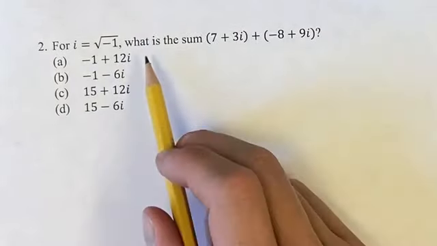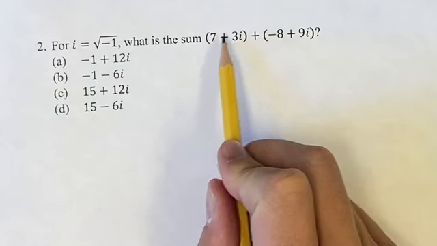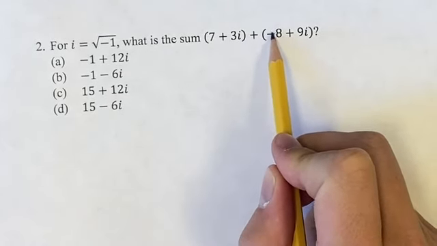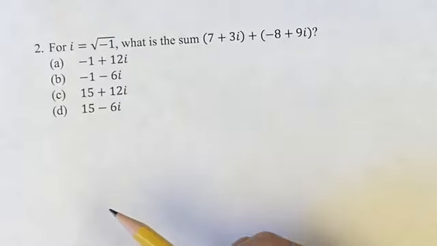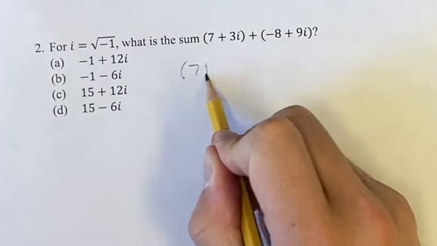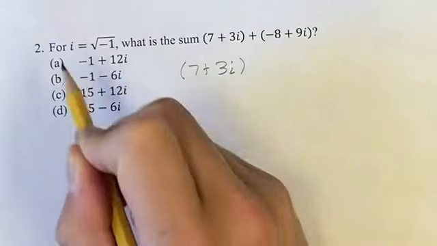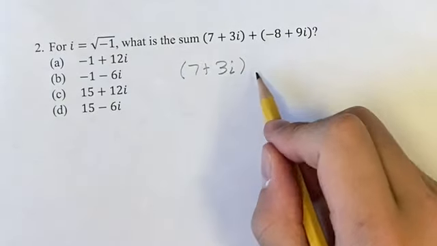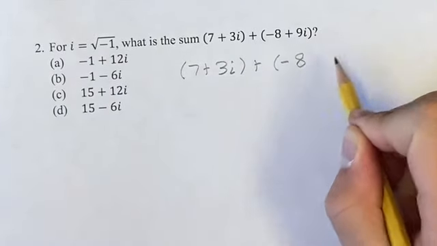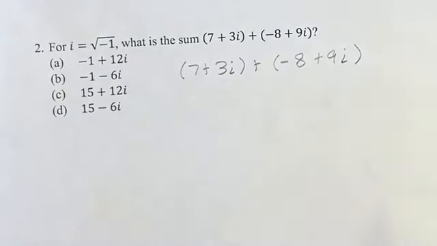In this problem we're asked to find the sum of (7 + 3i) plus (-8 + 9i), also in parentheses. So if we write this out right here, let's not worry about what i means just yet. If we need to use it, we will. But right now, let's just treat it like a variable.